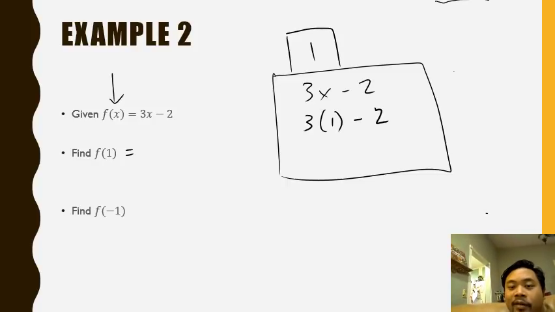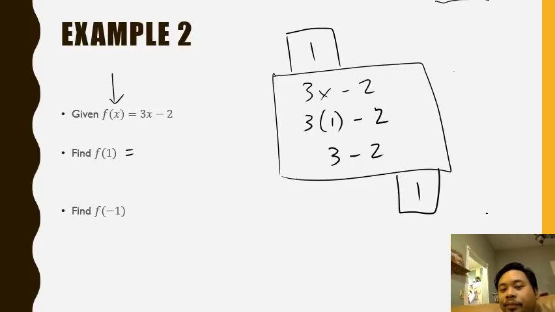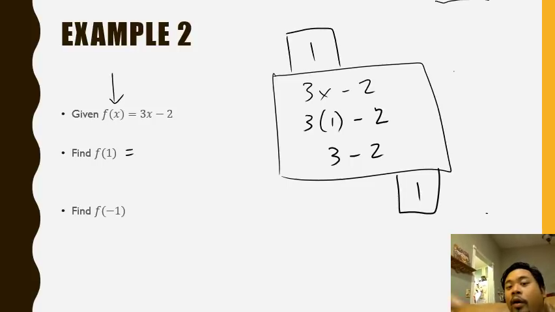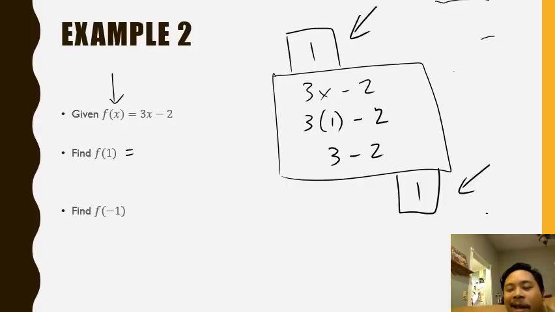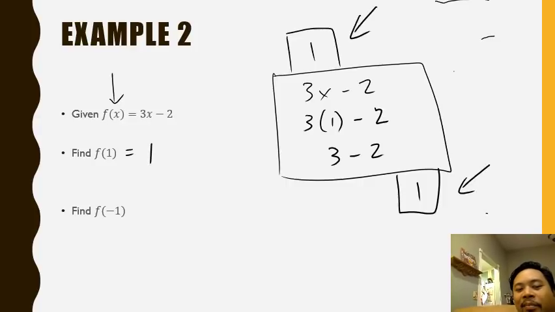So 3 times 1 gives me 3. 3 minus 2 gives me my output, which is 1. So my input here is 1. I started with a 1, and what the machine did is it turned that 1 and maintained it as a 1 after I plugged it in. So my answer here is 1.